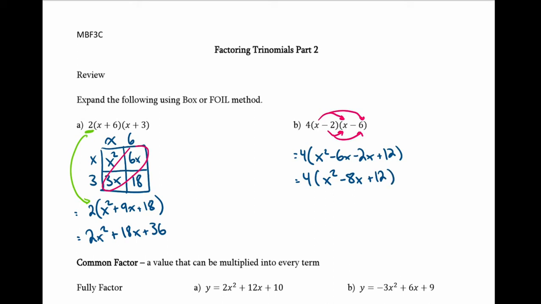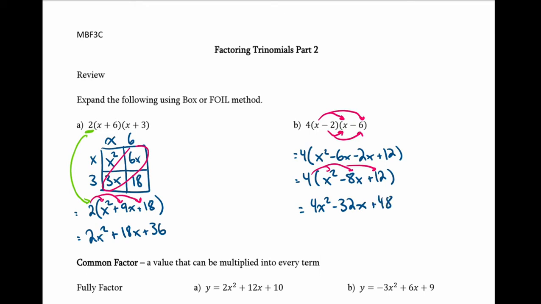Now this 4 has to get multiplied into every single term, similar to how in the last question that 2 got multiplied into every single term. So in this case, we end up with 4x squared minus 32x plus 48.